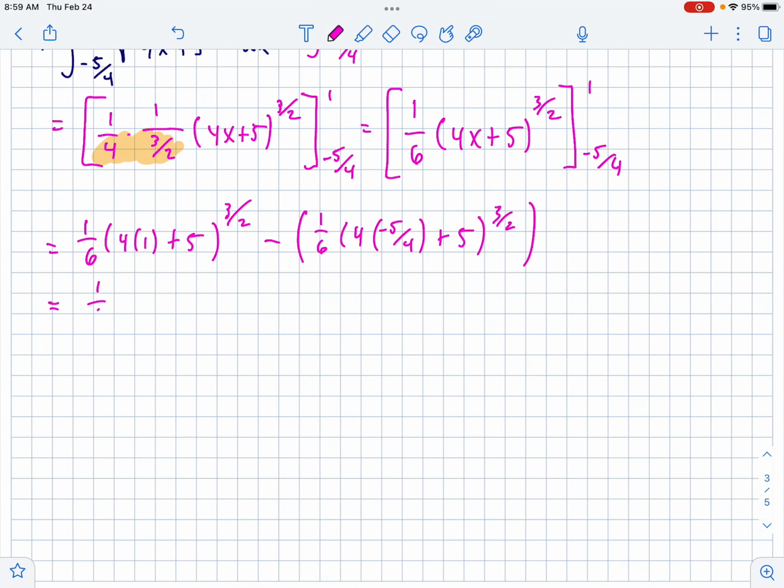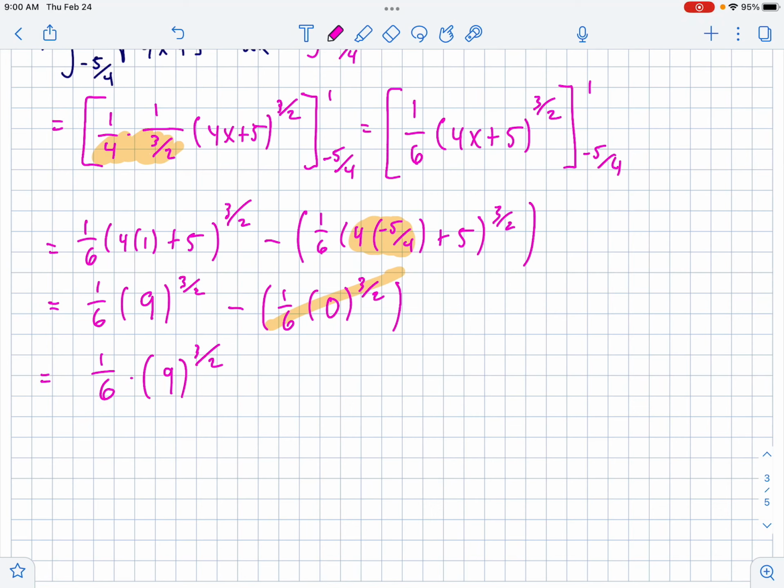Now let's start to simplify. I'll let that 1/6 hang out, and then inside we get 9 to the 3/2. And then here we get minus 1/6. Now 4 times -5/4 is just -5, but then -5 plus 5 is 0, so we get 0 to the 3/2. That's nice because this whole part's going to go away. So really, we just have to do 1/6 times 9 to the 3/2.